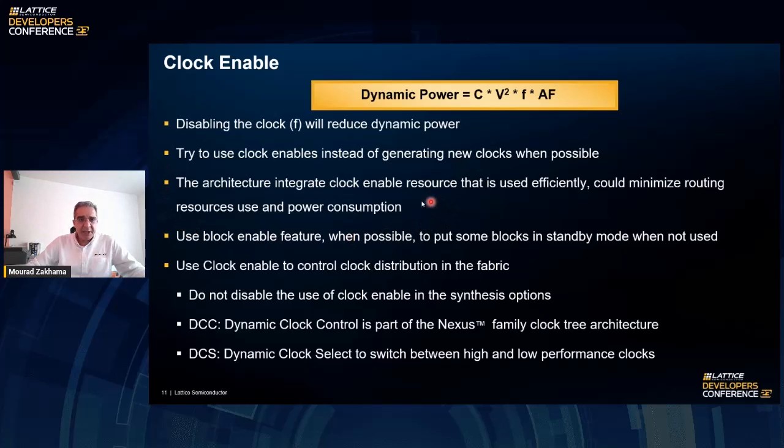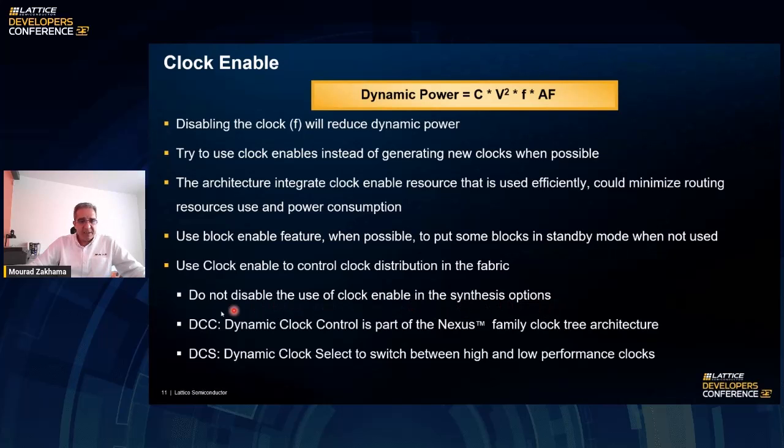Also, the architecture integrates clock enable resources, like we've seen in the previous slide, and all the slices or logic cells integrate clock enable resources. These can be used efficiently to minimize the routing and also the power consumption. We talked about the use of clock enable to control the clock distribution on the fabric, so do not disable the use of clock enable in the synthesis options. When you disable this, that probably prevents some optimization in terms of using the clock enable.